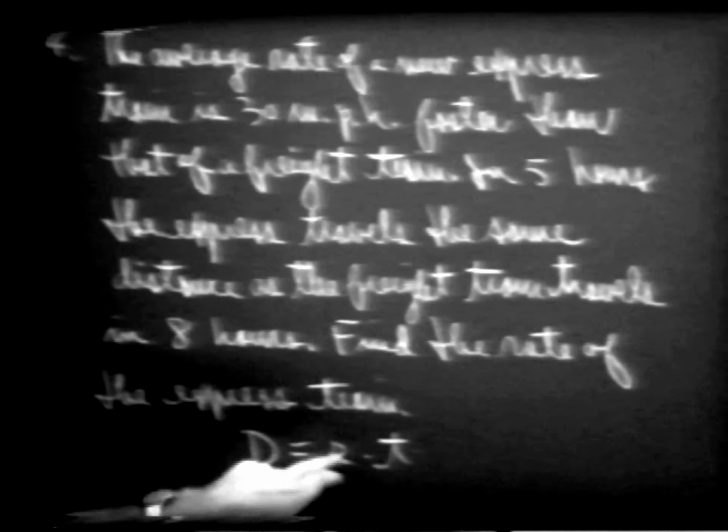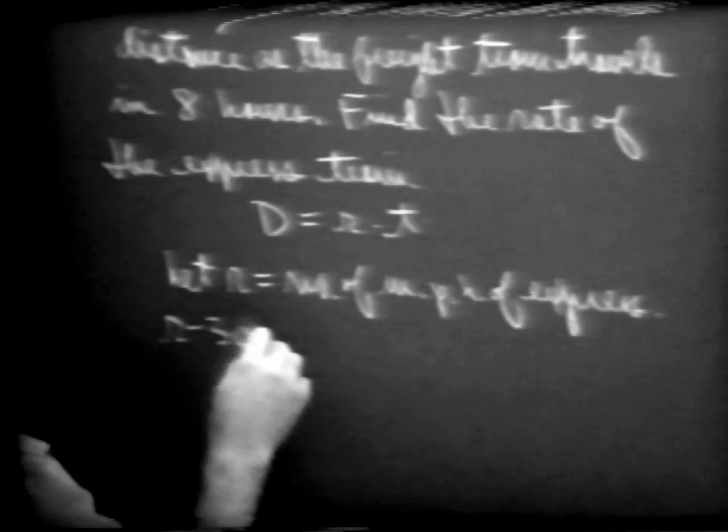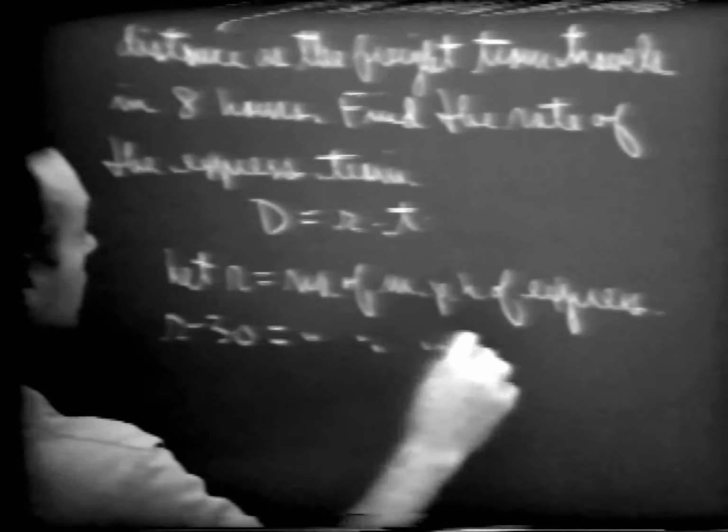Do you know what the rate of the freight train is? Well, the question is find the rate of the express train. So let's start out here with, what? Let's let R be the number of miles per hour of the express train, okay? So let's let R equal the number of miles per hour of the express train. Now, if R is the number of miles per hour of the express train, and it goes 30 miles per hour faster than the freight train, what is the rate of the freight? R minus 30. Everybody agree with that? It is the number of miles per hour of freight. Okay? Now, distance is rate times time.